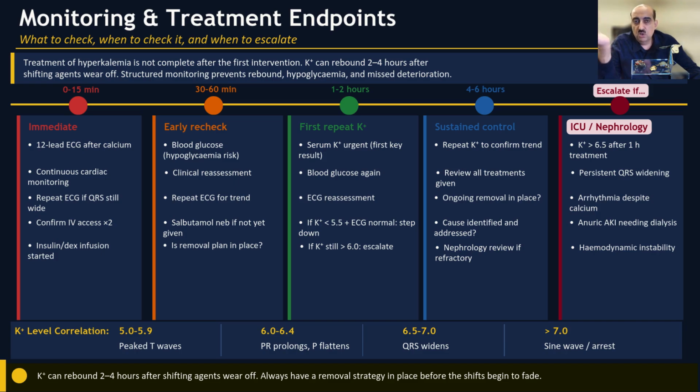So ICU and/or nephrology input as soon as possible. Hemodynamic instability for any reason should prompt you to escalate to ICU, and also follow your local protocols, policies and guidelines for potassium management in your institutions.